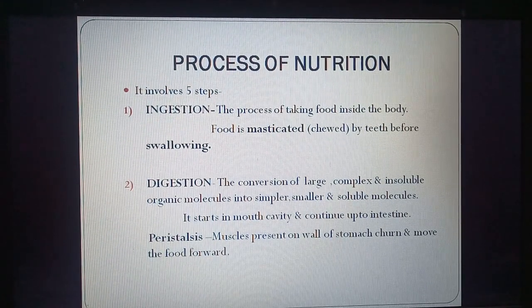It starts in the mouth cavity. So the first digestion takes place in the mouth cavity and continues up to the intestine. So the last digestion takes place in the intestine.